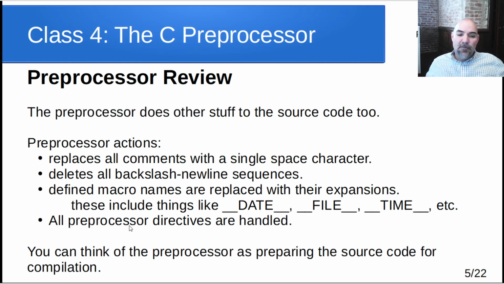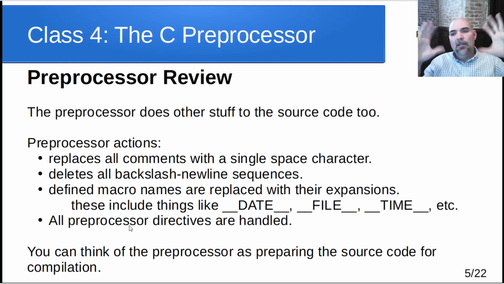And what it does, if it finds a comment in your source code, it essentially replaces it with a single space character. So when you have a large comment like /* and multiple lines, // all that gets cut out and replaced with a space. It also deletes all \newline sequences, which are used for line continuations.